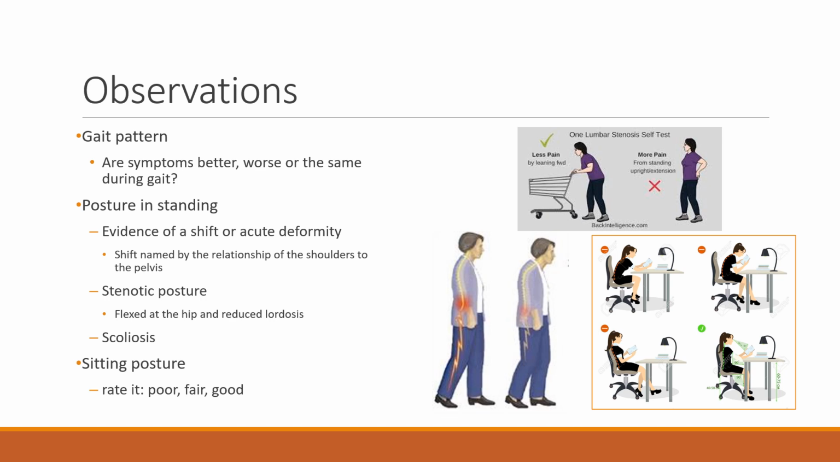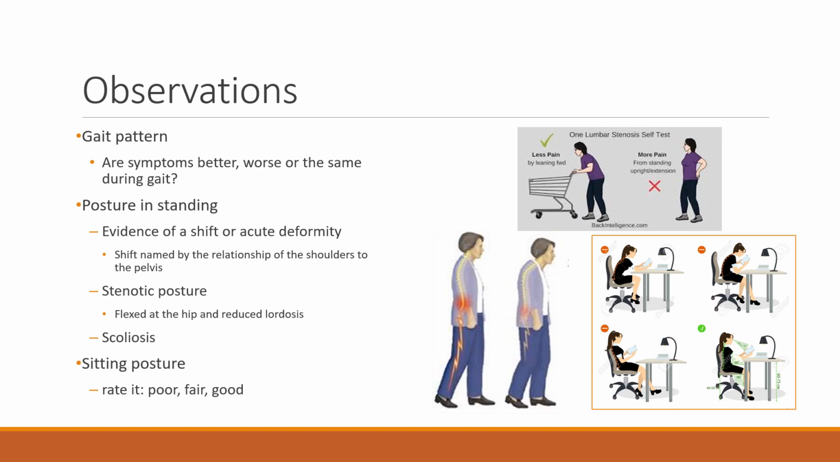For example, during gait, we may want to know, are symptoms better, worse, or the same? And one example where they may potentially get worse is with lumbar stenosis. We know that with lumbar stenosis, extension forces narrow the central canal and can potentially cause symptoms associated with lumbar stenosis, and we see that on the top image with the individual on the right.